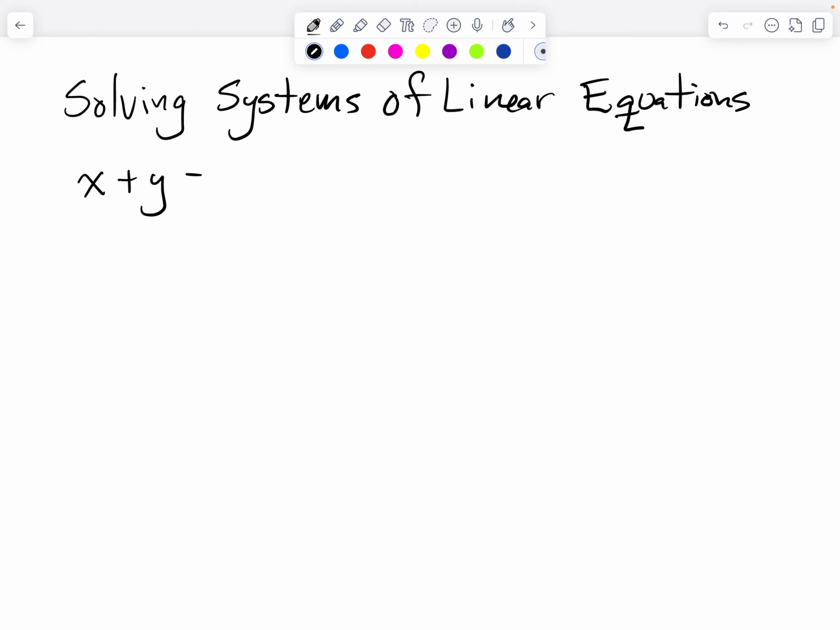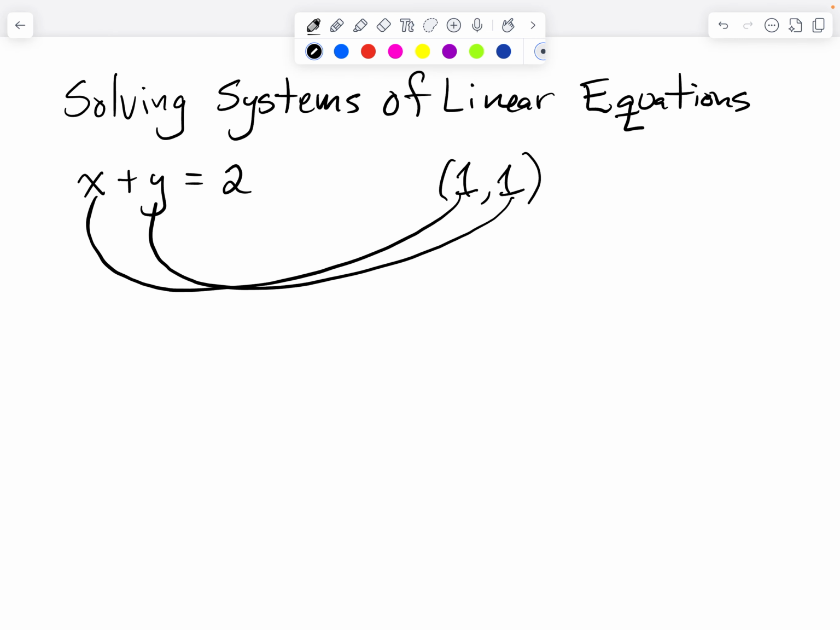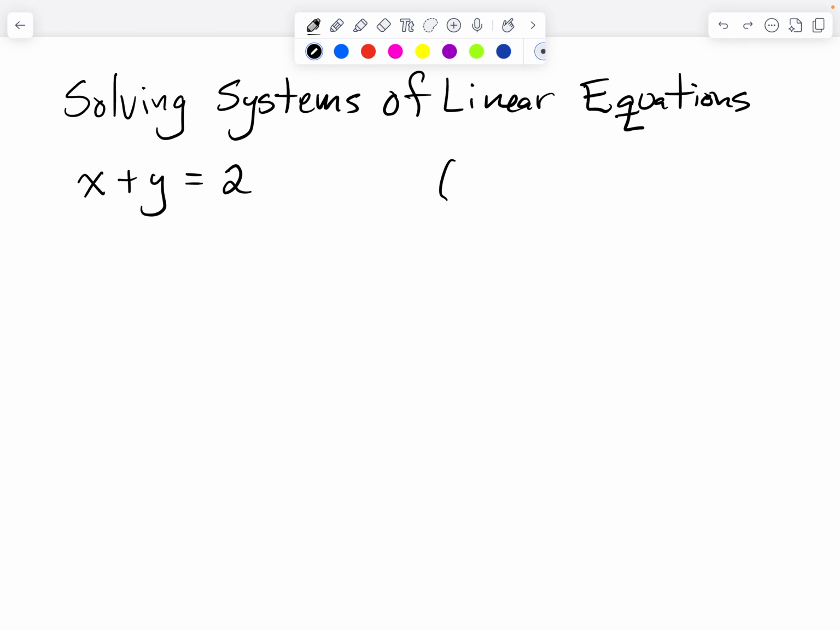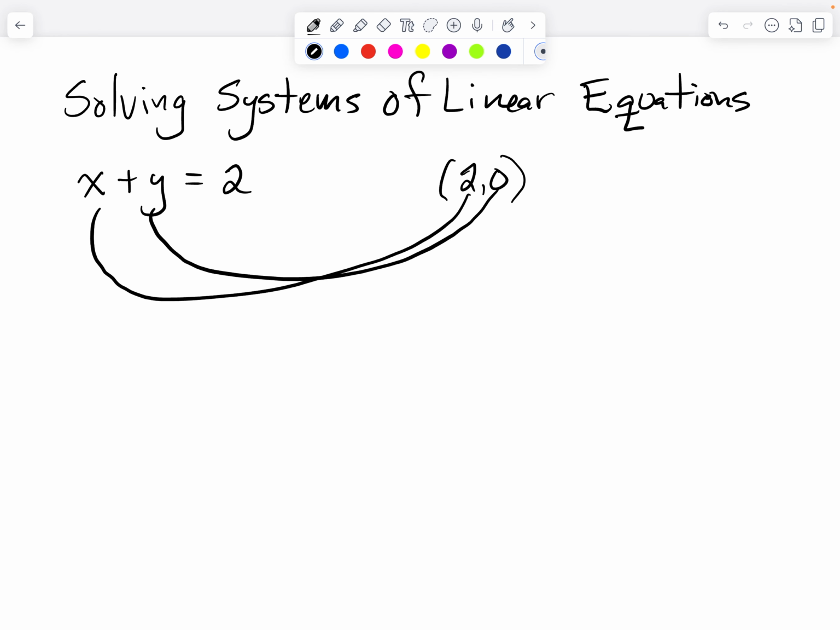Here's an equation. It's a relationship between two variables. You could think of it as a question. When is x plus y equals 2? Well, one answer to this could be 1 and 1, because 1 plus 1 equals 2. Or you could do 2 and 0, because 2 plus 0 equals 2. Great, that's another good answer. Or you could do them this way.